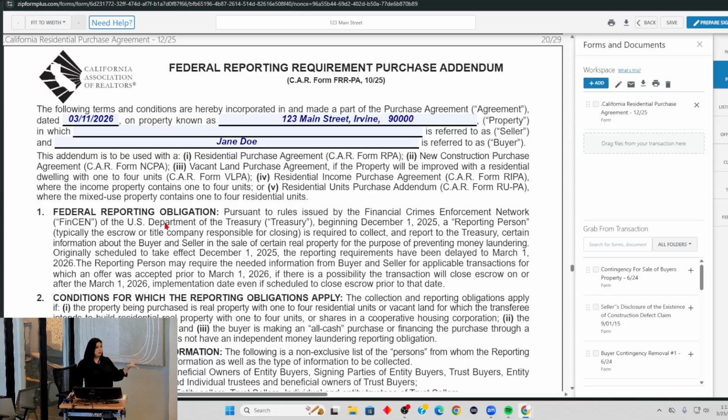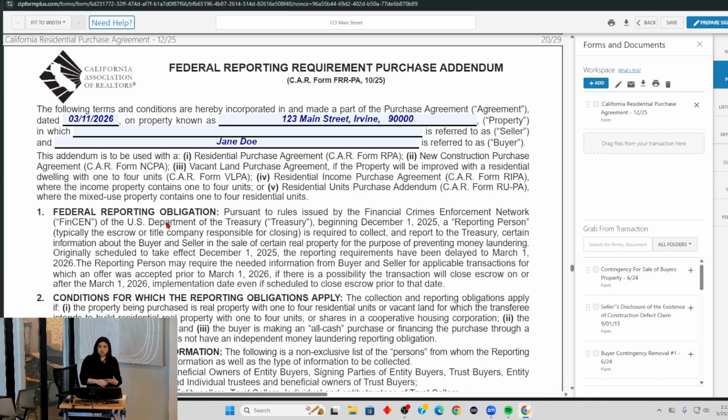However, this disclosure or addendum is not in your seller's package. It's not part of the listing agreement. However, I do advise you to explain this to them, because once they're in escrow, they're going to say, wait a minute, why do I have to report if I'm not the one who's financing?